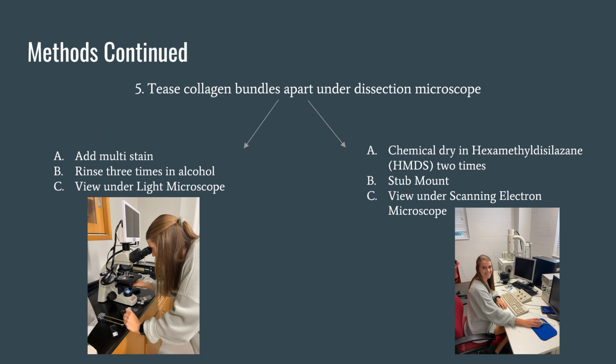So then we used a dissection microscope to tease collagen bundles apart, and then we actually did 2 different things. We took a couple of those teased collagen bundles and we added multi-stain to make them show up more, rinsed them in alcohol to get the excess multi-stain off, and then we viewed those under the light microscope. And then we took some other collagen bundles that were teased apart, chemically dried them in HMDS twice, and then we mounted them on a stub, and then we viewed them under the scanning electron microscope.